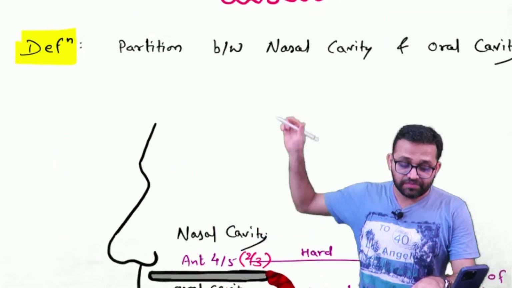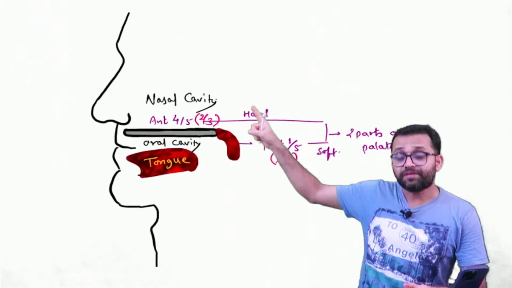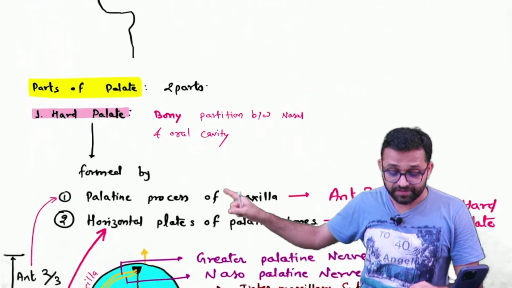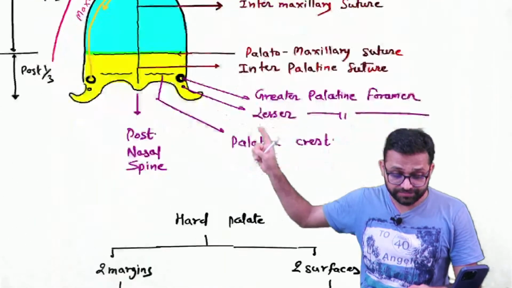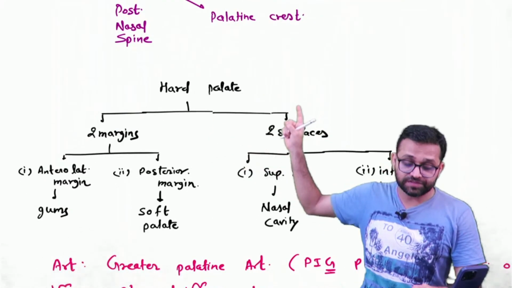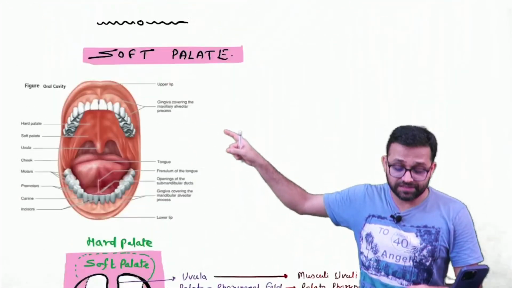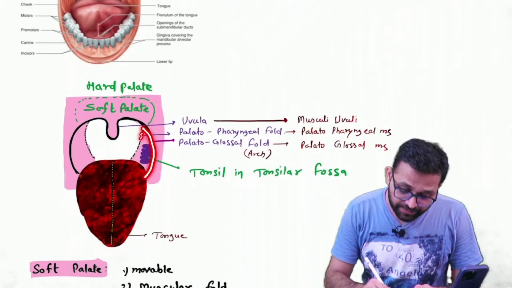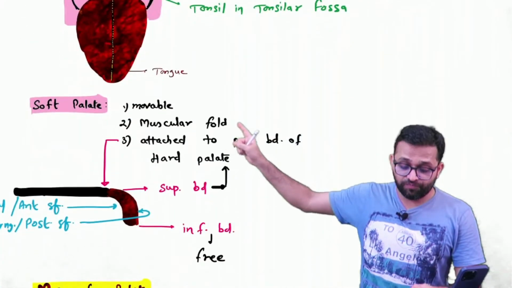A quick revision: first you define the palate, then the diagrammatic presentation, then we discussed the hard palate, its parts and nerve supply. But the hard palate is not too important. One note for all of you: hard palate has two margins and two surfaces, then artery, vein, nerve and lymphatics. Soft palate we saw in diagrammatic presentation. Also remember, between the palatoglossal fold and palatopharyngeal fold there is the tonsil.